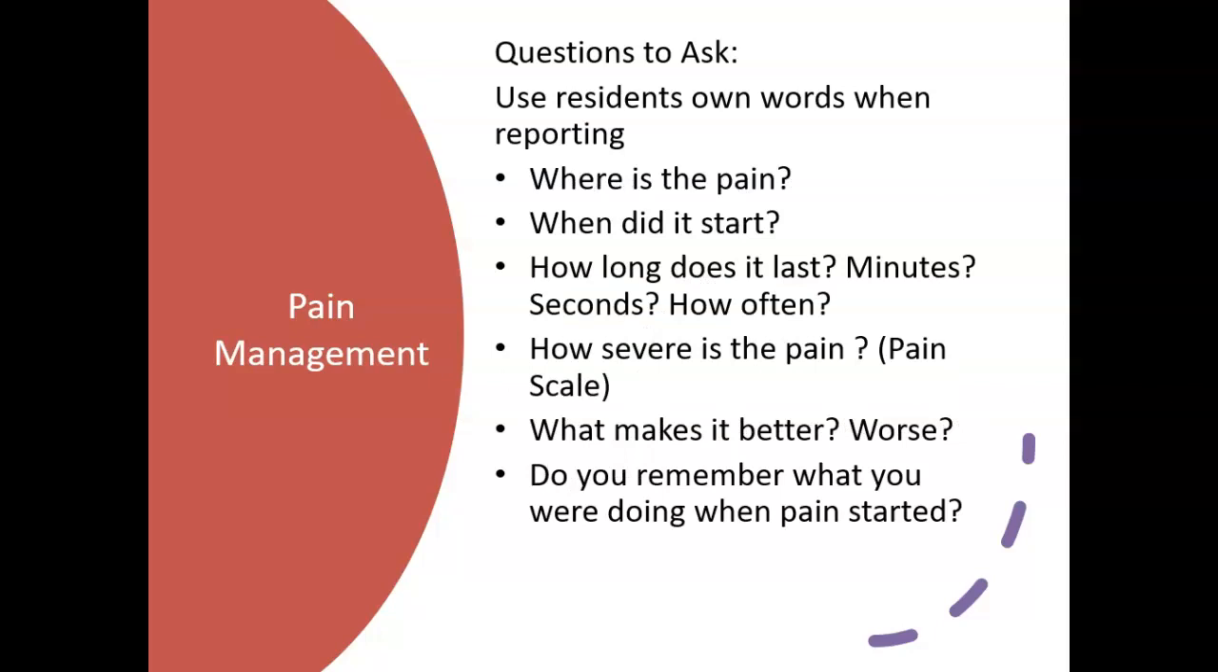When you're reporting, use residents' own words. Questions to ask: Where is the pain? Where did it start? How long did it last? Is it minutes, seconds? How often? How severe is it? You ask them the pain scale. Is there anything that makes it better? Anything that makes it worse? Do you remember what you were doing when the pain started? A lot of times your nurse will appreciate it if you tell them that they're having pain, if you have more information than just she says her arm hurts.